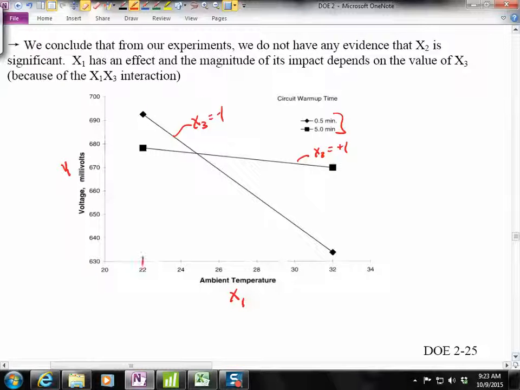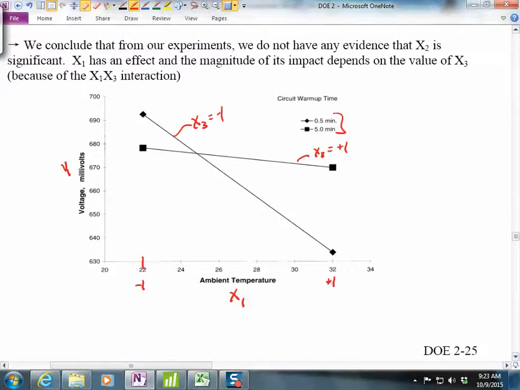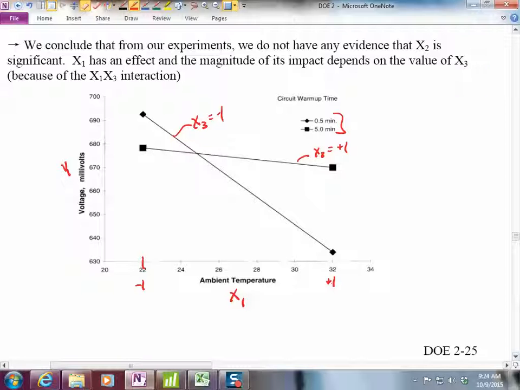And this corresponded to the low and high values of X1. Is everyone okay there? So it's important to be able to put these results into words. And you would say things like, the effect of X1 at the high value of X3, it doesn't seem to be doing a whole lot, right? It's almost flat.